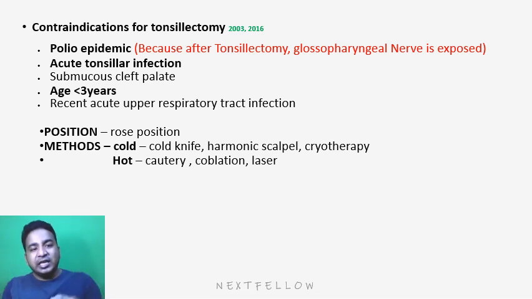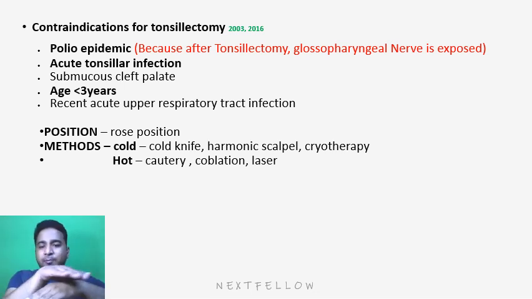Then for babies aged less than 3 years, you shouldn't go for tonsillectomy. And suppose the patient has a UTI, septicemia or some other infection in the body, then again we have to wait and not do the tonsillectomy at the same time. What is the position of the tonsillectomy? That is the Rose position. How does it happen? We lie the patient down in the supine position and put a shoulder bag beneath the shoulders so that the neck is extended. That is known as the Rose position.